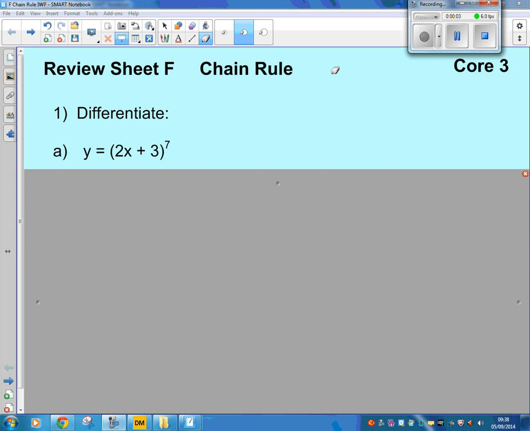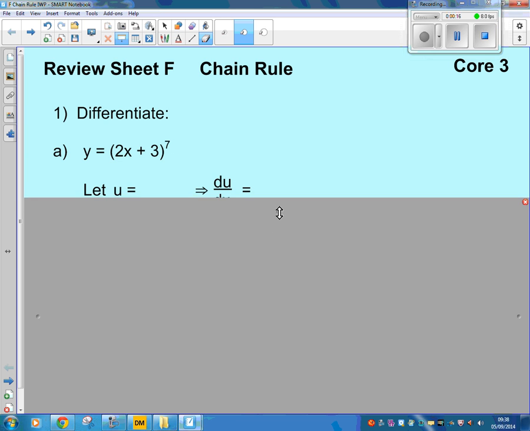Core 3 Review Sheet F, Differentiation using the chain rule. So let's look at the first question, which is differentiating y equals (2x + 3) all to the power of 7. I'm going to do this in full using the chain rule.